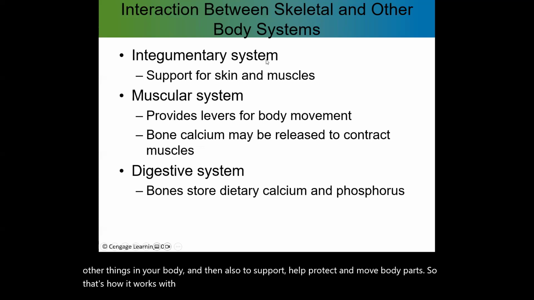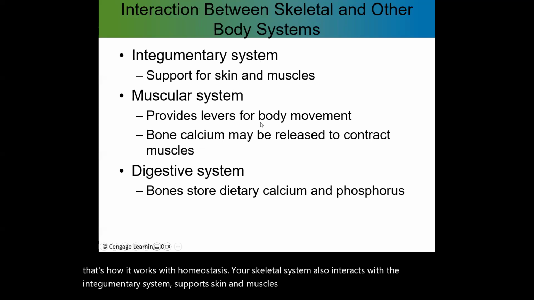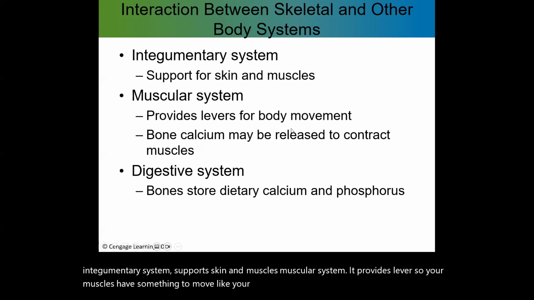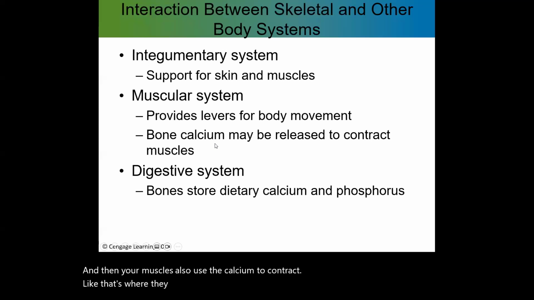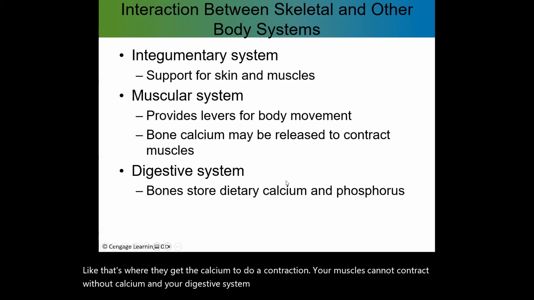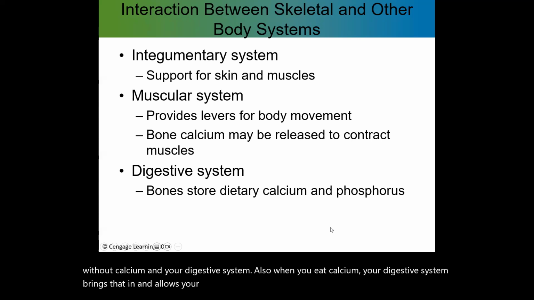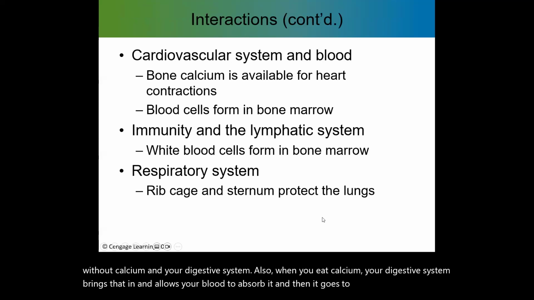Your skeletal system also interacts with the integumentary system, supports skin and muscles. Muscular system, it provides levers so your muscles have something to move, like your muscles are physically moving the bones. And then your muscles also use the calcium to contract. Like that's where they get the calcium to do a contraction. Your muscles cannot contract without calcium. And your digestive system also, when you eat calcium, brings that in and allows your blood to absorb it, and then it goes to your bones for storage.